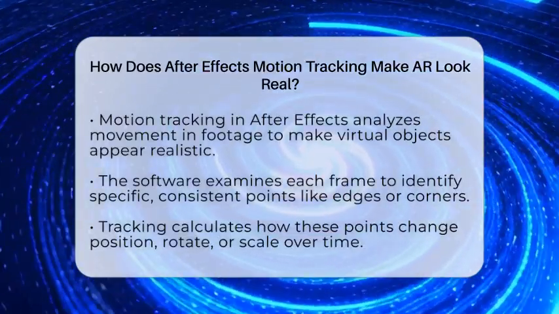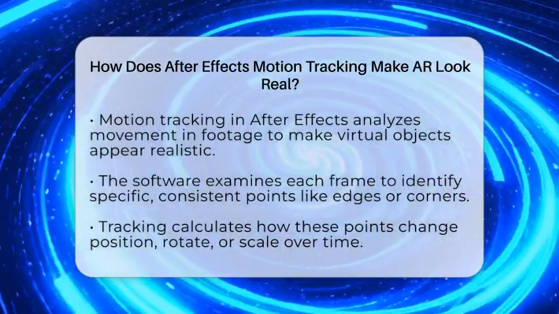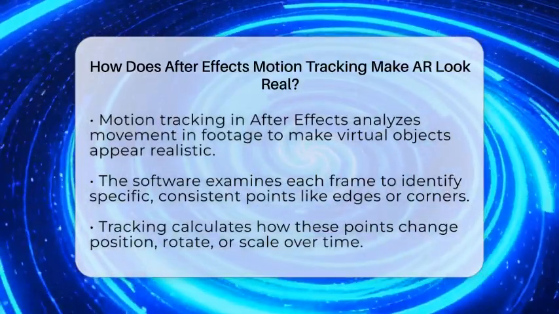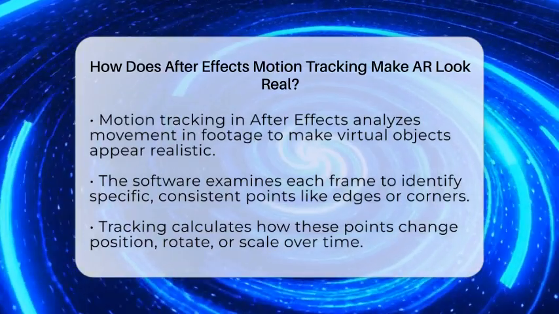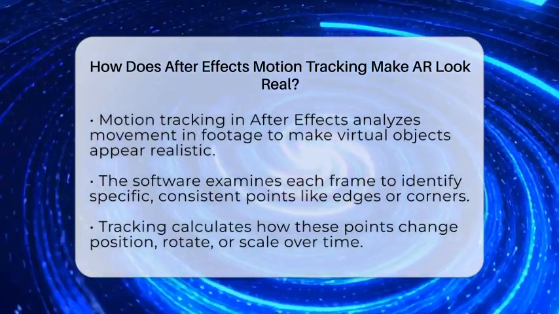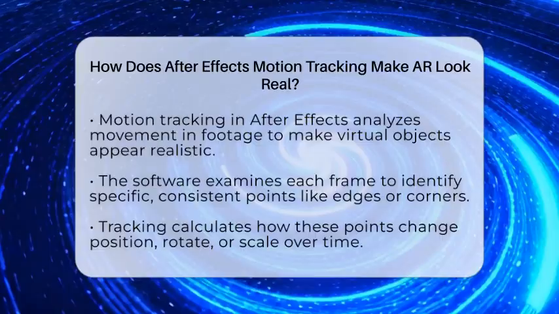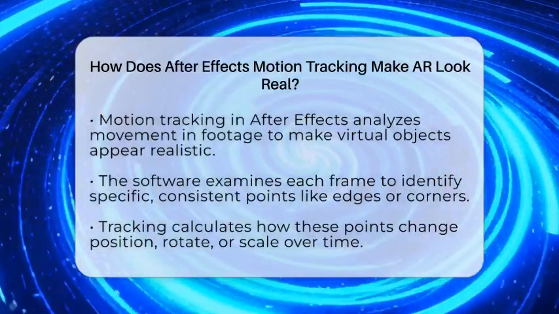When you use motion tracking, the software analyzes the movement of objects or the camera itself in your footage. It then attaches digital elements so they move exactly as the real scene does. This precise synchronization tricks your eyes into believing the virtual and real worlds are one.